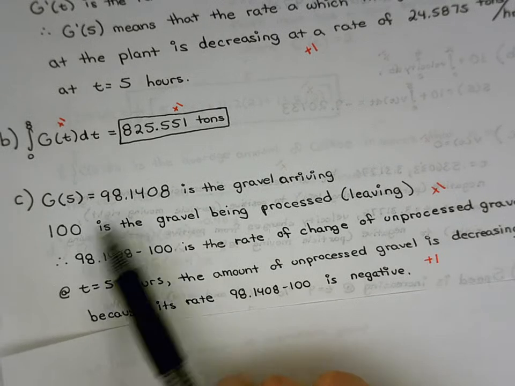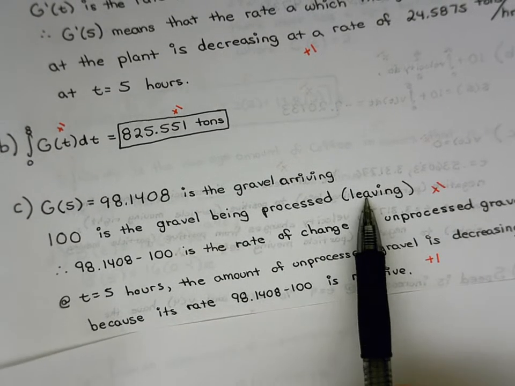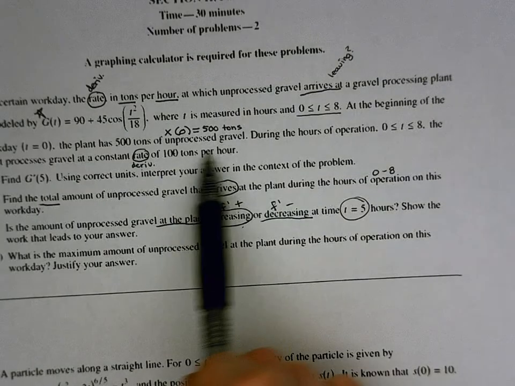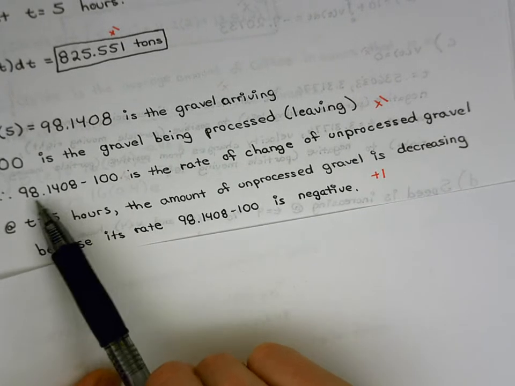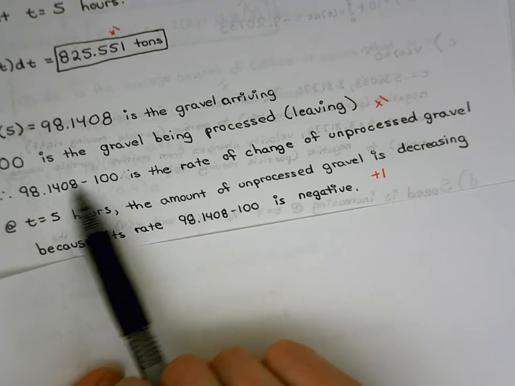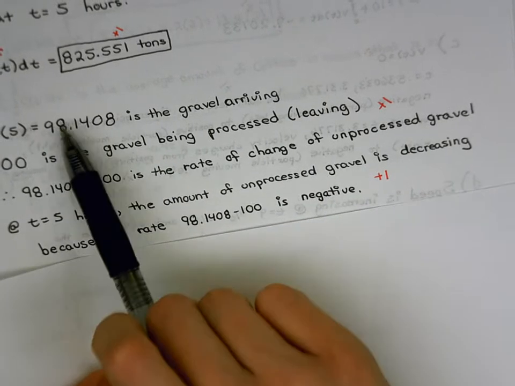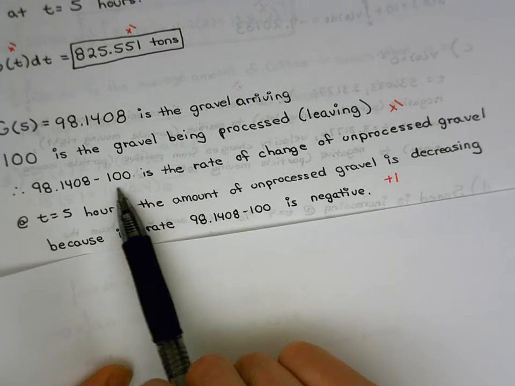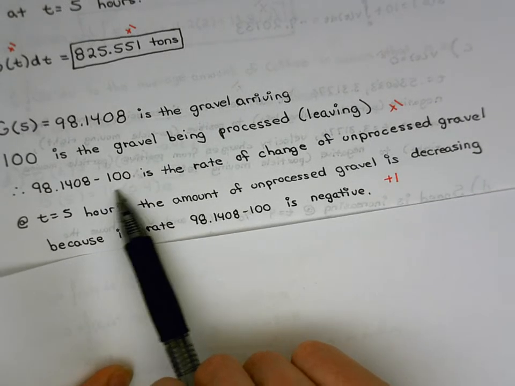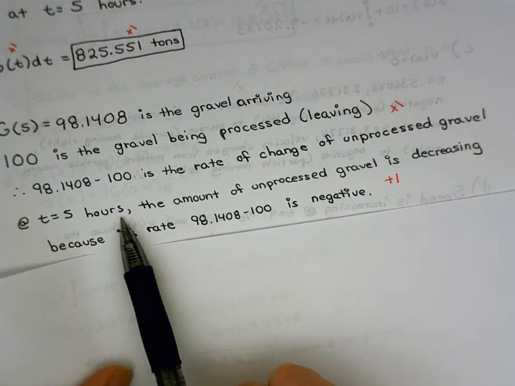And then I say that 100 is the gravel being processed, the amount leaving. And so your first point here, I had to put it over here, is from the comparison between the two, which is to subtract them, to identify that the amount arriving is less than the amount leaving. And so therefore, their subtracted amount is the rate of change of unprocessed gravel at t equals 5 hours.